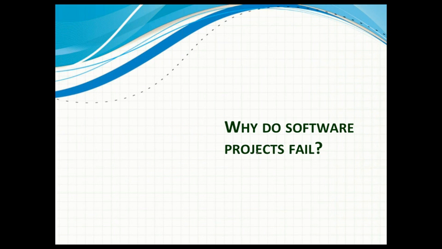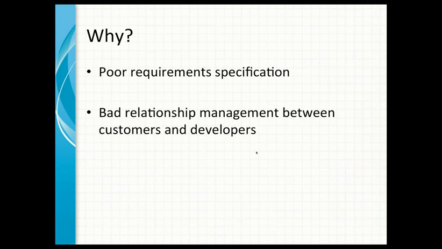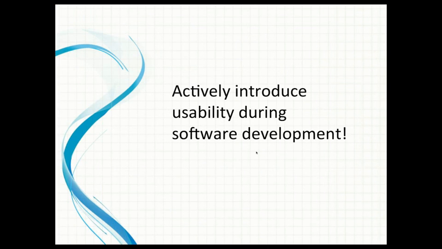So why do software projects fail? They fail all the time. Well, a couple of reasons are that you had poor requirement specifications to begin with. You had a bad relationship with management between customers and developers. Or, what can we do to prevent these situations from happening again and again? If you actively introduce usability during software development, you will not run into these problems.